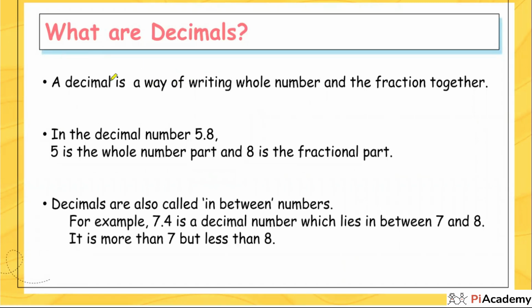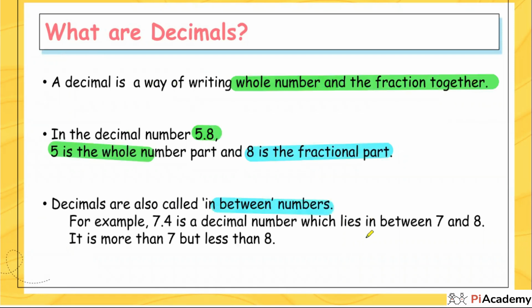A decimal is a way of writing a whole number and a fraction together. In the decimal number 5.8, 5 is the whole number and 8 is the fractional part. Decimals are also called in-between numbers. Why do we call them in-between numbers? Because, as you can see, 7.4 is a decimal number which lies between 7 and 8. 7.4 is more than 7, but less than 8, right?